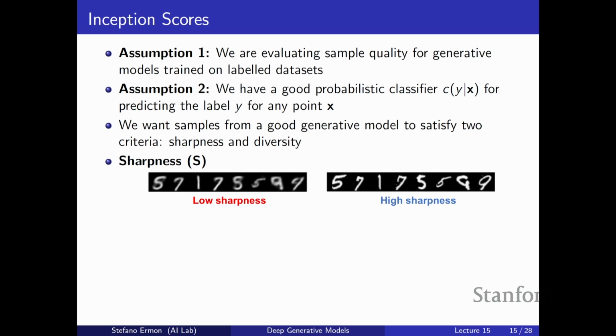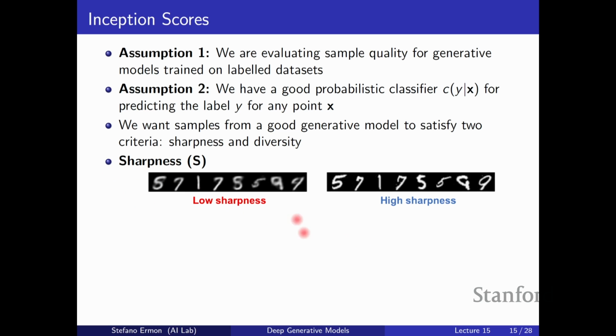The first thing it looks at is something called sharpness. Essentially, you can imagine two sets of samples, one that looks like this and one that looks like this. This is a labeled data set, where every sample has a label, which is just a number. This is MNIST, so it's kind of a toy example, but every image you produce can be mapped to a number that it represents.